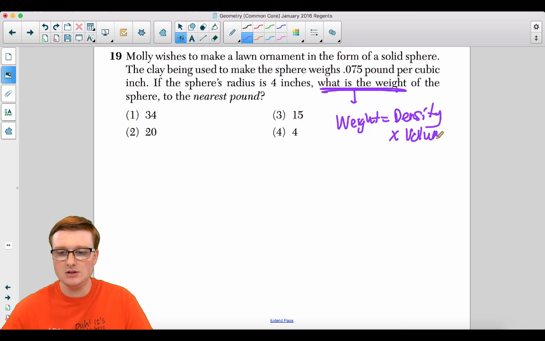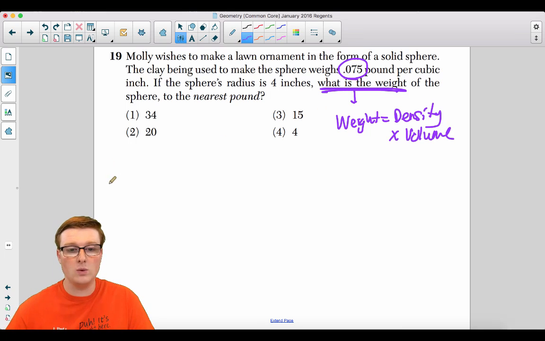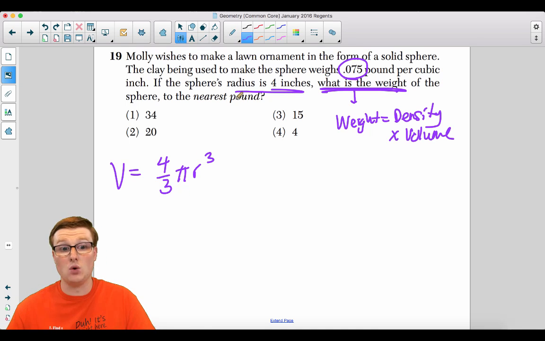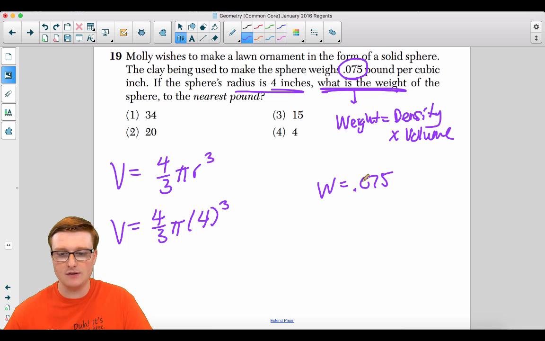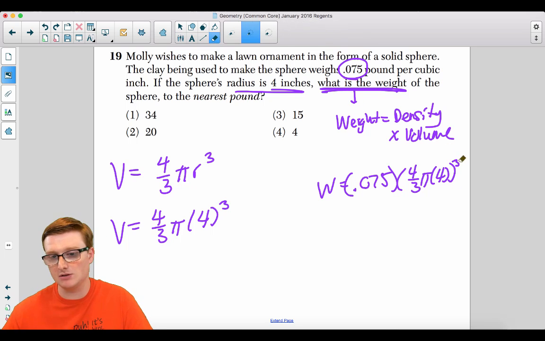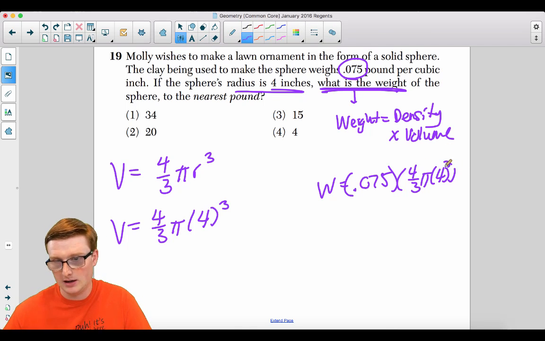Okay? So we have our density. It's 0.075. We need to find the volume of the sphere that she wants to make. So the volume formula of a sphere is 4/3 pi r cubed. Now the radius is 4. Great. So the volume is 4/3 pi times the radius of 4, cubed. So the weight is equal to the density, which is 0.075 times 4/3 pi times 4 cubed. Oh, I'm sorry. I put the cube in the wrong location. The cube should be next to the 4.